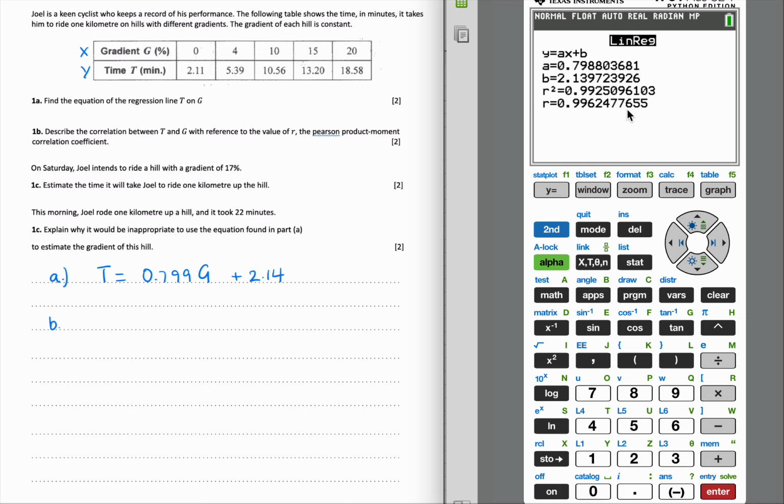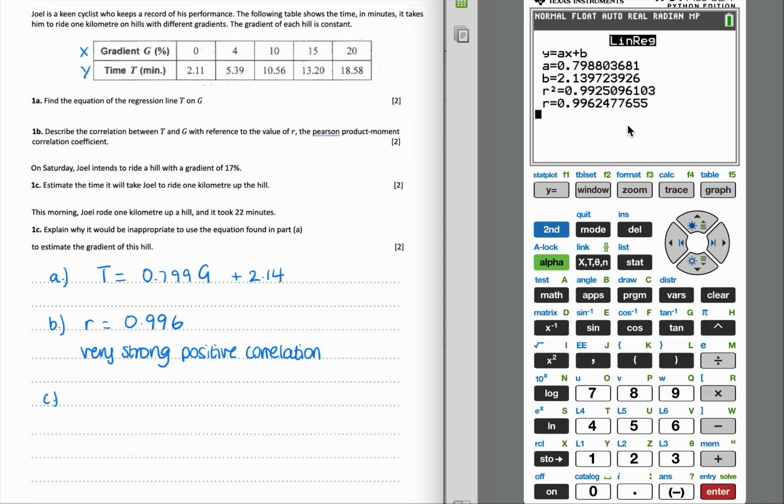Then part B asks you to explain how strong the correlation is using the R value. We can see here the R value is also given to us, and to 3 significant figures it's 0.996. And we would need to write some sort of explanation with that. So there is very strong, I would say that's very good, positive correlation. You can also link it to the context. So there's very strong positive correlation, which means that as the gradient increases, so does the time.